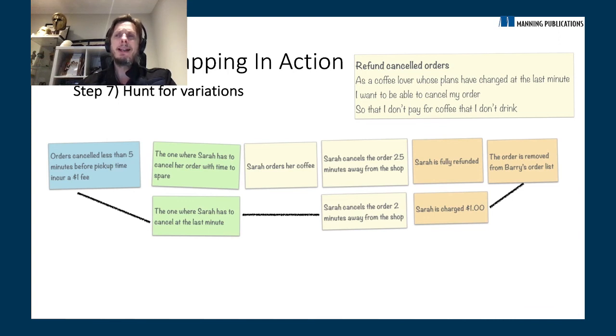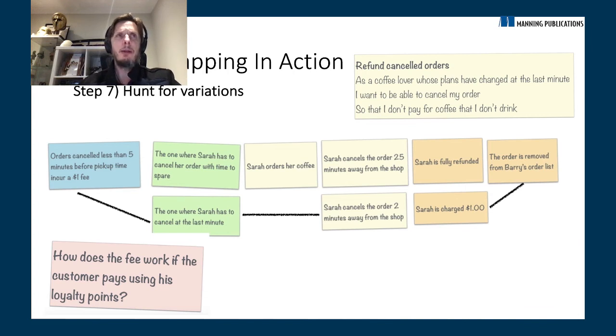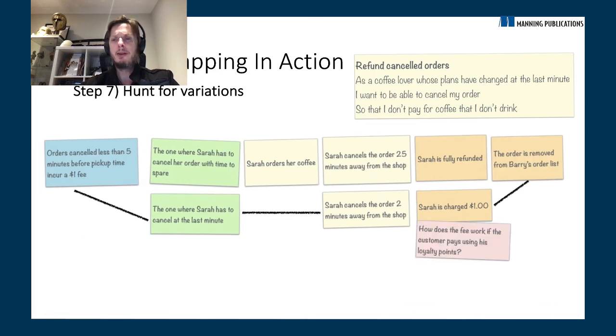And it's also about identifying uncertainty. So one thing we do when we spot uncertainty, when we spot something we don't know, we mark it so that we can highlight its existence, so we can make sure people are aware of it. So we might have a question: how does the fee work if the customer pays with loyalty points? So Sarah gets charged $1. What if she paid with her bonus points, her loyalty points, as opposed to with cash? How would that work? We don't know the answer to that question. So we put a pink card to say this is a question.